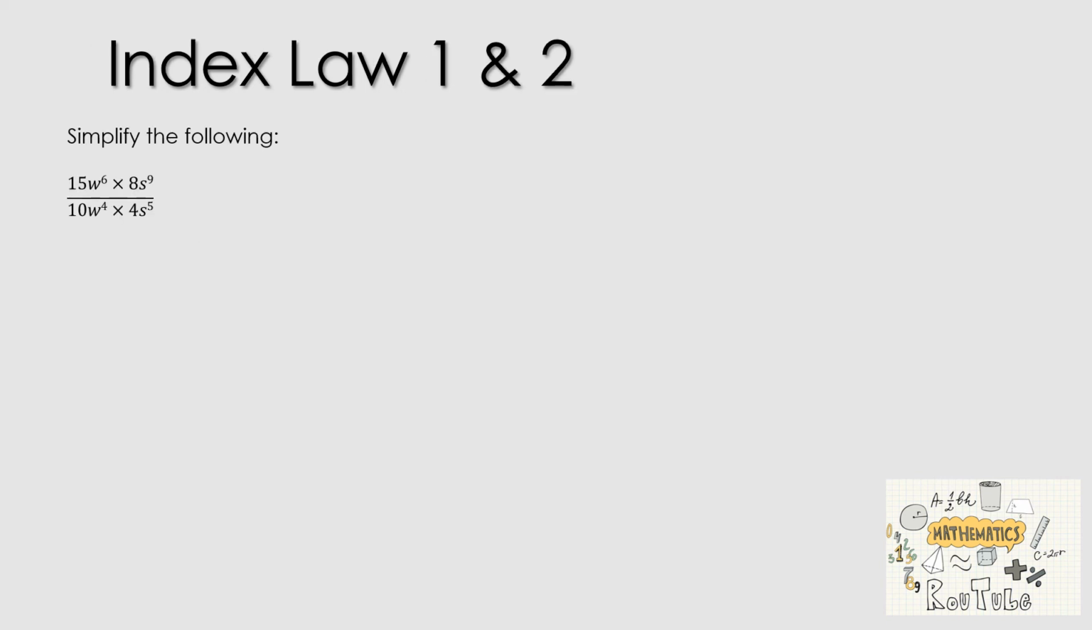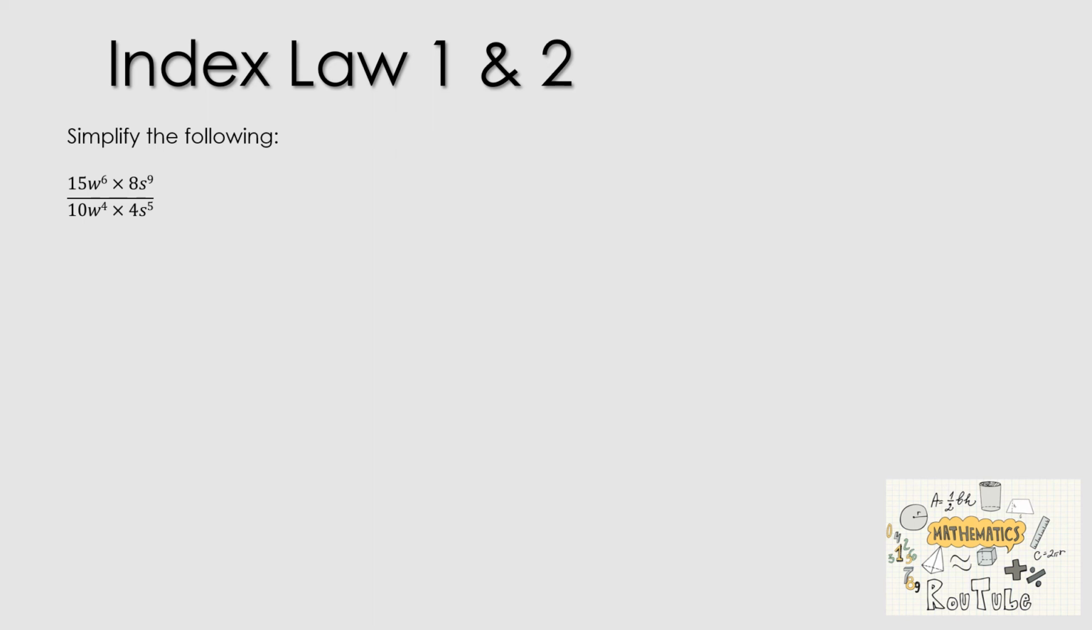All right, now we're going to combine both index laws to simplify a question. So we've got here, simplify the following: 15w to the power of 6 times 8s to the power of 9, all over 10w to the power of 4 times 4s to the power of 5. You might feel a little bit daunted when you see a question like this, but please don't be, because we're going to follow the same process as we did previously, just a couple more times.